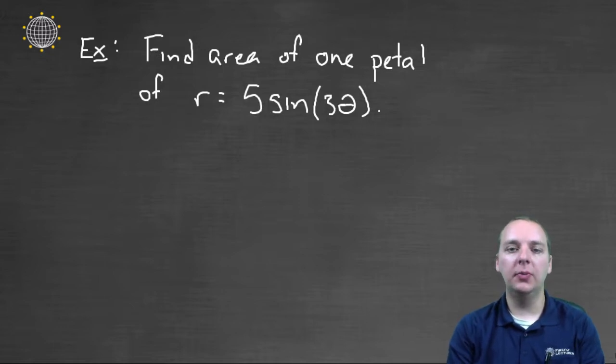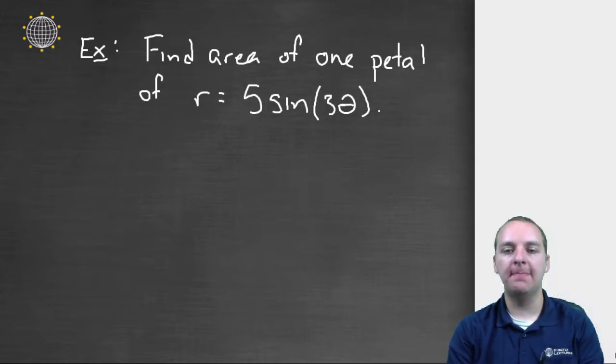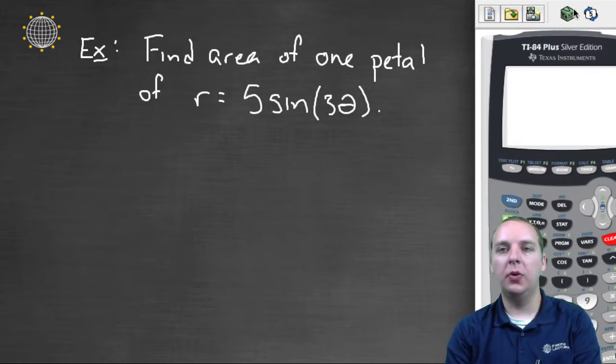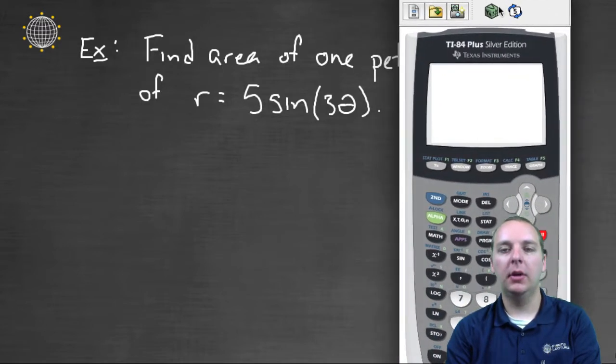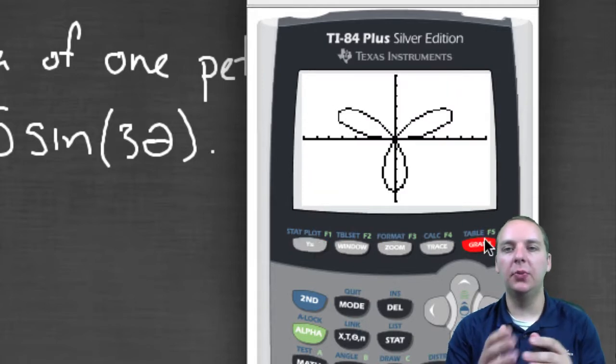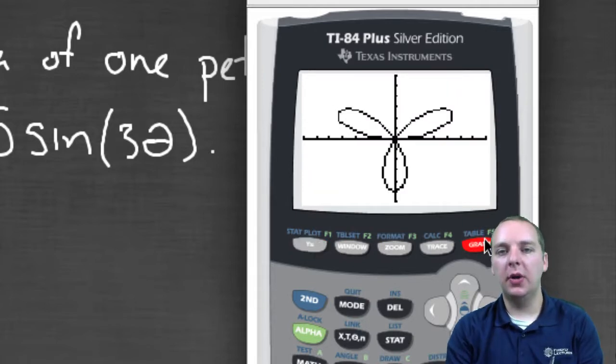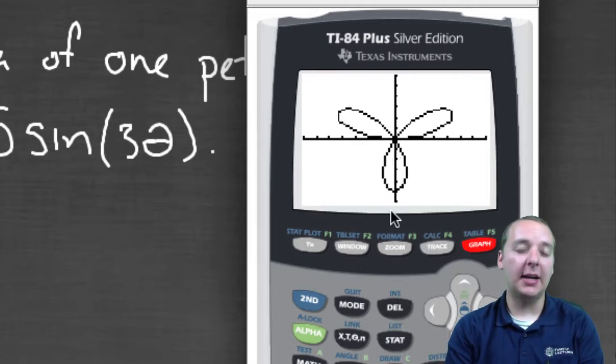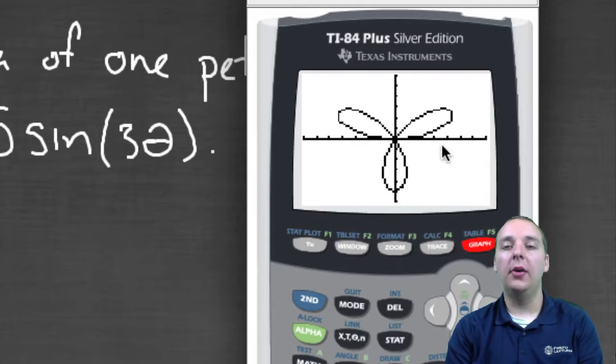So the first thing we can do is go to our TI and graph it. We'll go to y equals, type in 5 sine 3 theta, and push graph. If you need to adjust the window, you can do that. So this is what our rose curve looks like. It's got 3 petals. That's due to the fact that we had the 3 theta as opposed to just a theta. So we want the area of one of these petals. It doesn't really matter which one.